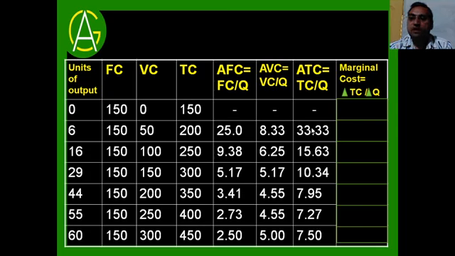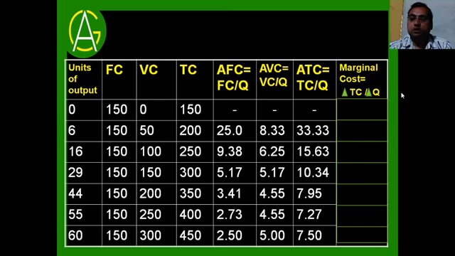Again you can see the behavior of average total cost. Average total cost starts decreasing, it reaches the minimum, and then again starts increasing. So you can see that it is also a U-shaped curve.